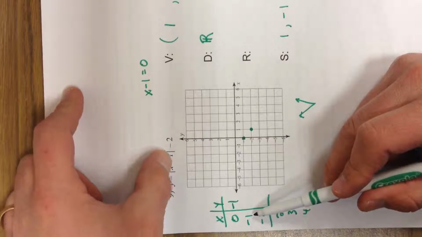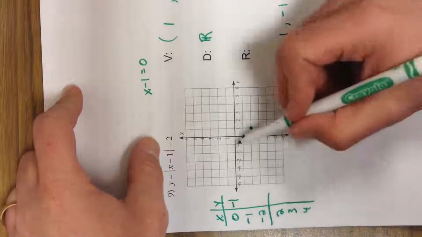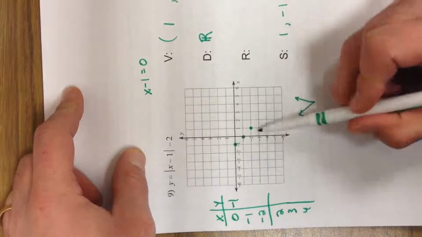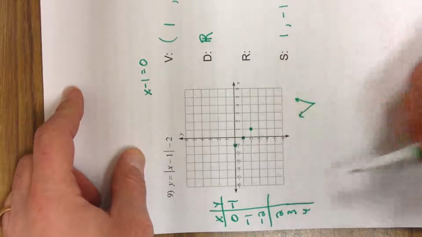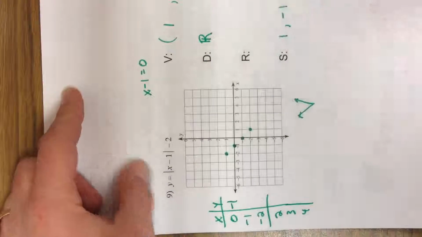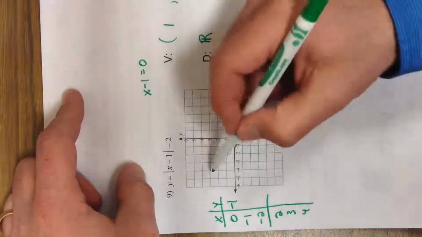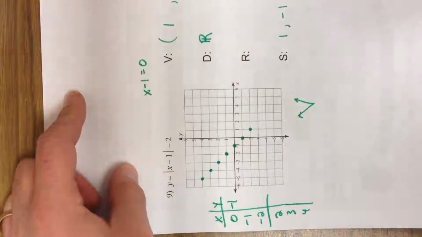Plugging in -1, I get -2 here, but the absolute value of -2 is 2, and 2 minus 2 is 0. So now I see this pattern is going up 1 and over 1, and really an absolute value, at least in this case, is a linear type of function. So even though I'm not plugging these points in, I can expect that to keep going in that direction.